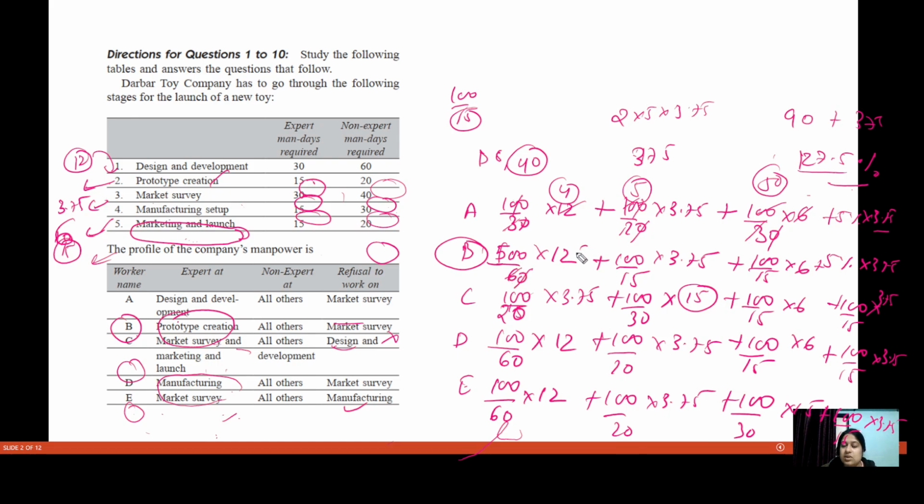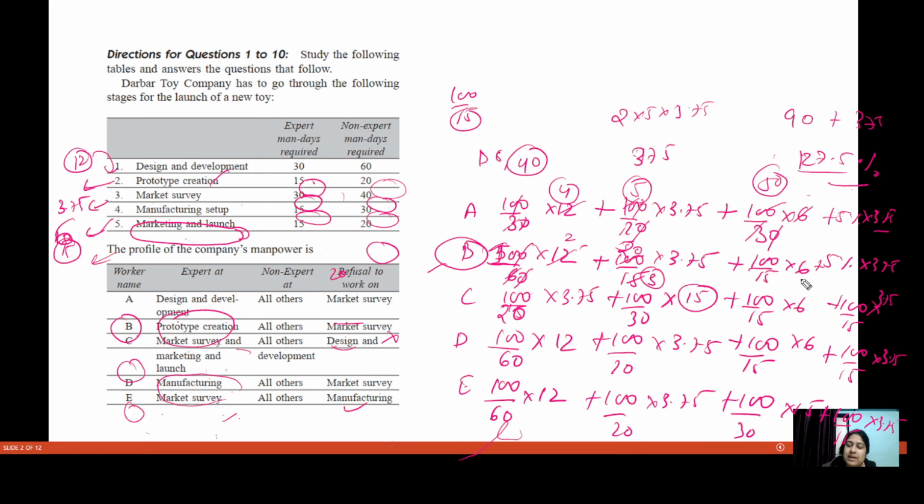Now we have this. Obviously the zero will be cancelled. You have this as 2. So this B will be able to do 20% of the work here. 20 plus this will become how much? See, here we have 100 by 15 into 3.75 and 5 into 3.75. So this becomes 5 by, we will have 5 20 times and 5 3 times. So you have this 20 by 3.